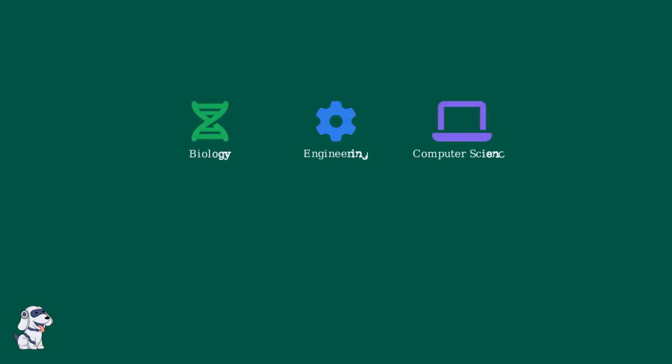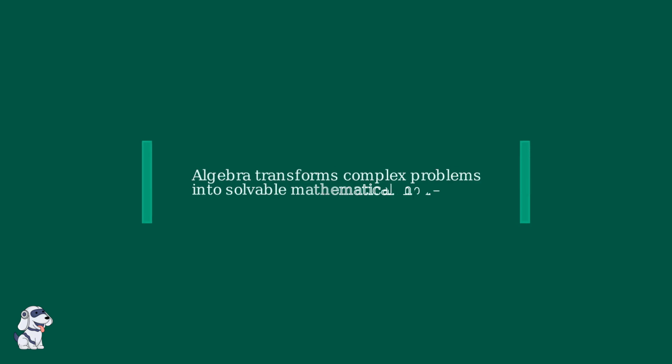This power of abstraction extends across all fields of science and engineering. From modeling population growth in biology to designing circuits in electrical engineering, algebra provides the mathematical foundation for understanding and solving complex real-world problems. By mastering algebraic abstraction, we gain the ability to see patterns, make predictions, and solve problems that would be impossible to tackle with arithmetic alone. This is why algebra serves as the gateway to advanced mathematics and scientific thinking.